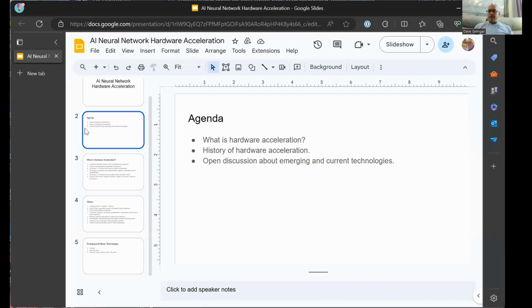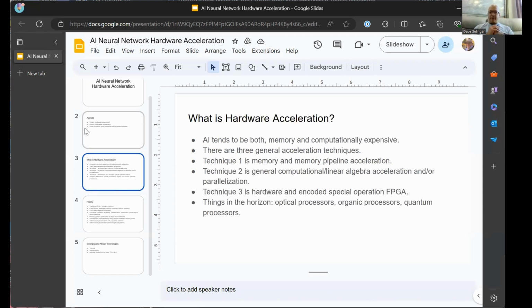I'll jump into my definition of what hardware acceleration is. Please note, these were all voice dictated on the way here in the car, so there may be misspellings. But AI in general, whether it's neural networks, Bayes nets, or decision trees, is going to be both memory and computationally expensive. And so the history of AI acceleration has been long and storied and has hit dead ends at various times.